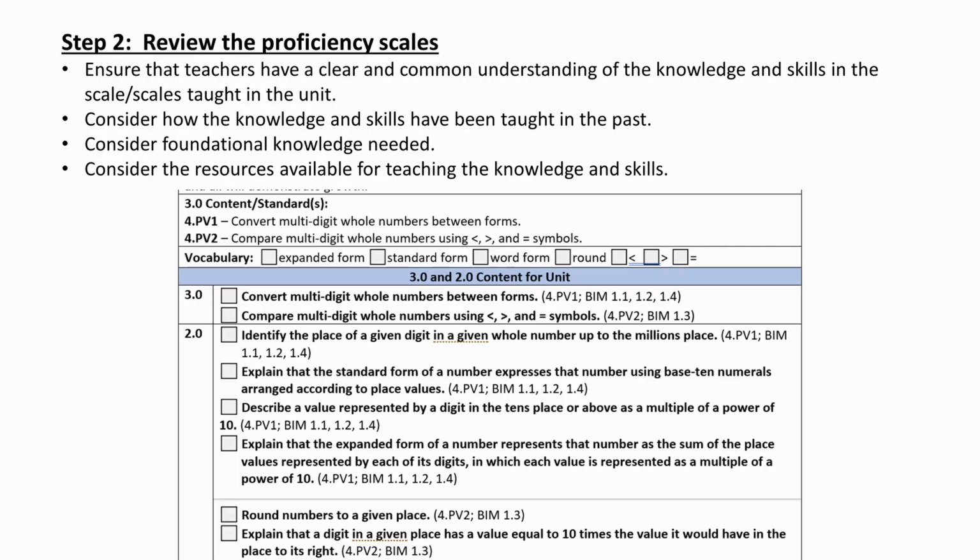Review the proficiency scale. This is probably the hardest part. Do you really know what the scale is asking students to know and be able to do? At a first glance, it may seem really easy, but I tell you, the first time I did this process with a group of kindergarten teachers, I think we spent an hour and a half on one section of 2.0s with kindergarten teachers talking in math.